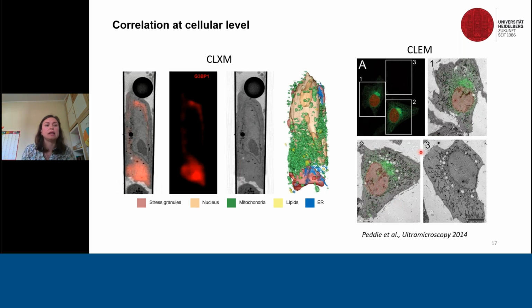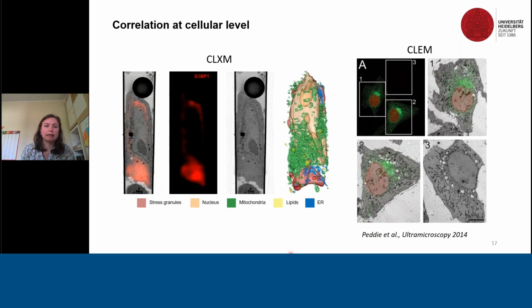We can do very similar analysis on correlation of light and, in this case, X-ray microscopy. This is a human osteoblast cell, the one which is forming the bone. And we can localize very nicely the protein called G3BP1, important in stress granule production inside the cells, even though structurally you cannot see what it's acting on there.